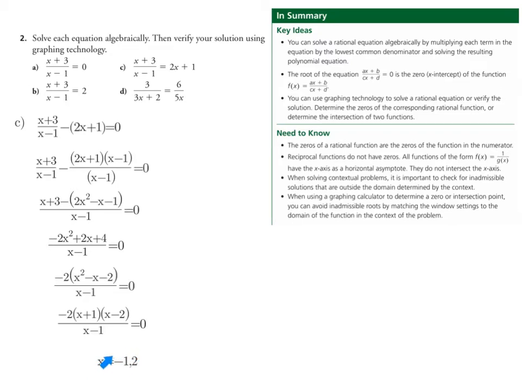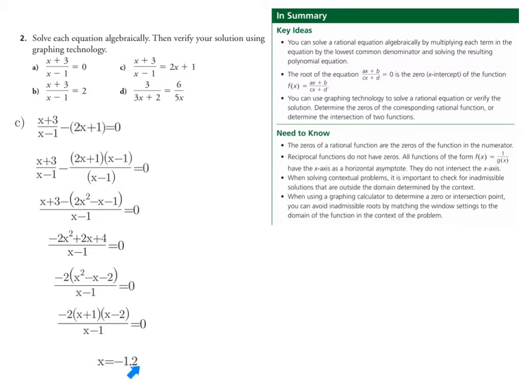Of course, let's go double check in the original question. So let's start with x is negative 1. Negative 1 plus 3 is 2. Negative 1 minus 1 is negative 2. 2 over negative 2 is negative 1. And here, negative 1 times 2 is negative 2, plus 1 is negative 1. And negative 1 equals negative 1.